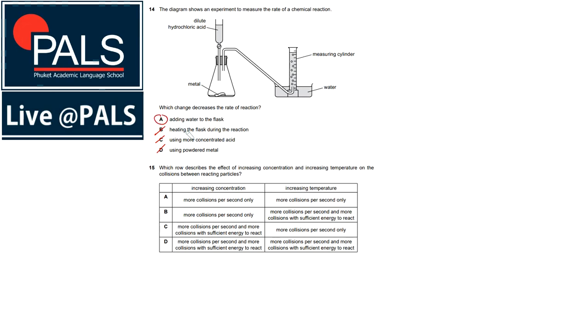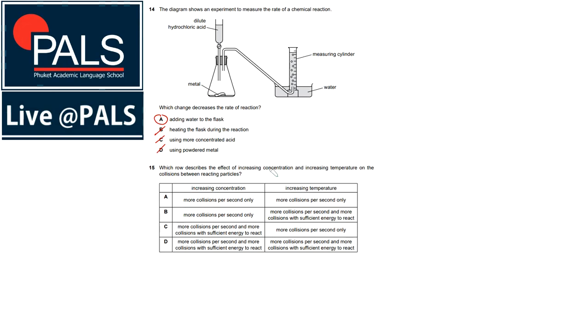So that leaves us with adding water. So why does adding water decrease the rate of reaction? If we add water, it basically means that the acid gets diluted, and that means less concentrated. So that's basically the opposite of answer C. Therefore, it will decrease the rate of reaction.